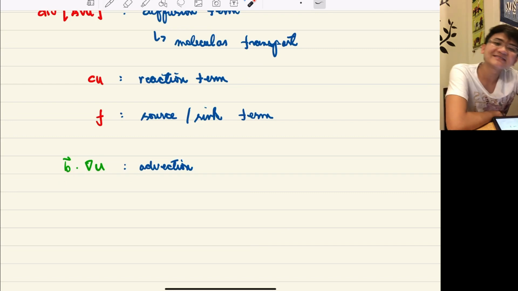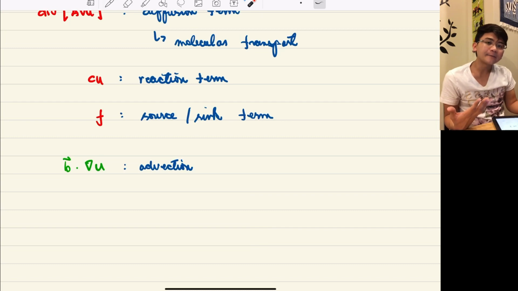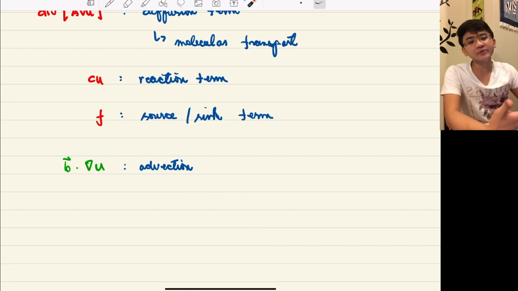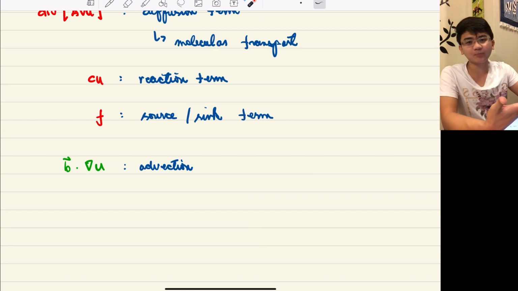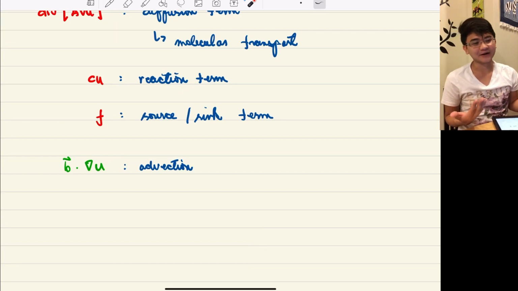We usually see this, for example, if some fluid flow is involved. So the bulk motion of fluid contributes to the transport of either mass or energy in the system.